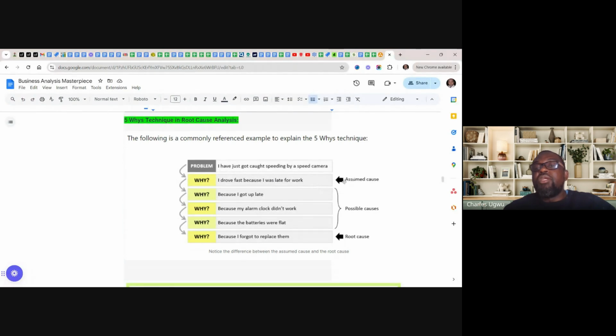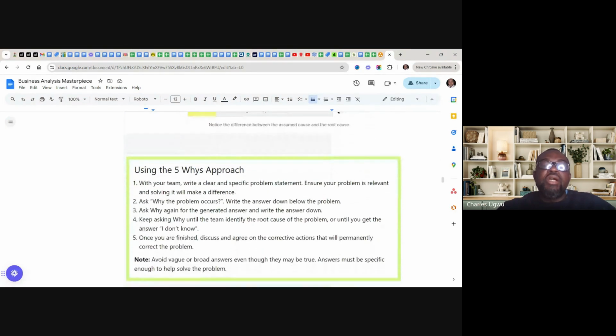So this is the assumed cause, the possible causes. This is the major cause. These are possible causes leading to the major cause, and this is the root cause. You see how we use why. We've seen how we use a fishbone, and this is the approach to use why. This is how you can drill down with why.